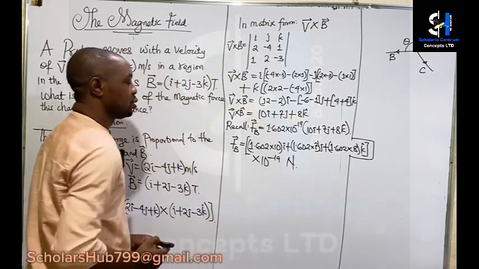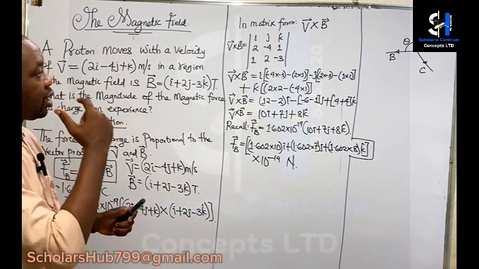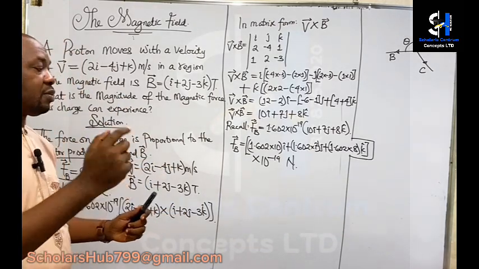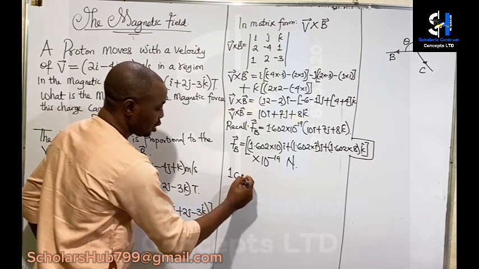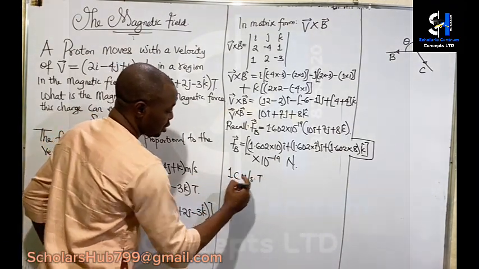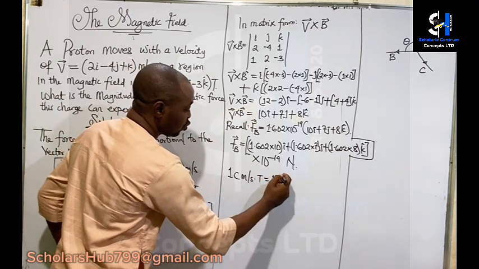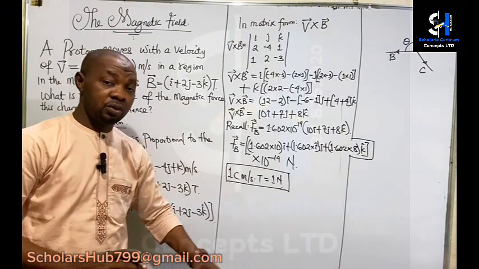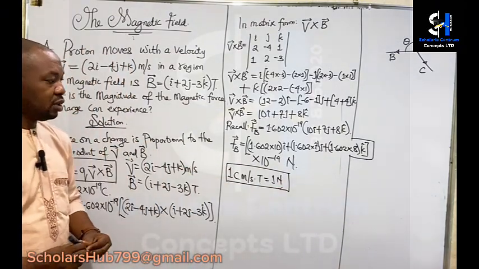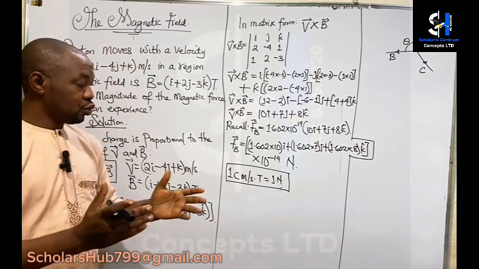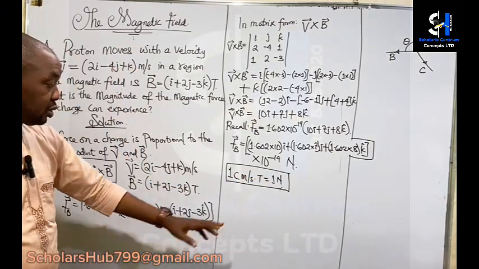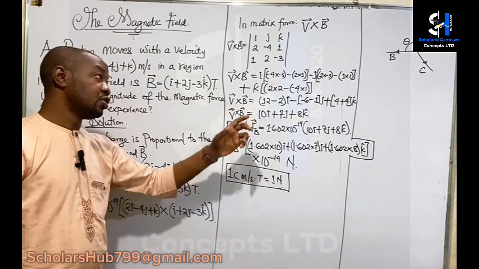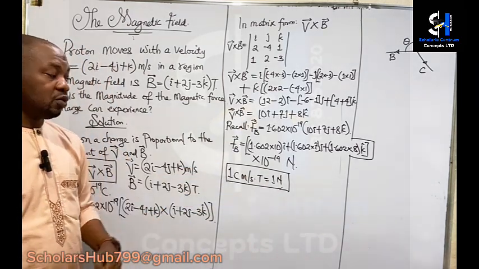Don't forget that the unit will be what? Newton, because now we have 1 meter per second multiplied by Tesla, then multiplied by 1 coulomb. Meters per second times Tesla will be equal to 1 Newton. So that's why the unit of force in this case will be Newton. So 1 coulomb meter per second multiplied by Tesla, which is the unit of the magnetic field vector, will be equal to 1 Newton.